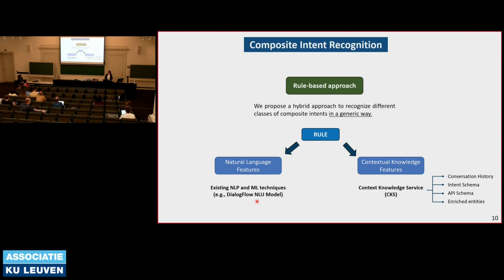In addition to this approach, our second contribution is that we devised a context knowledge service to capture the context features. So this service will provide the chatbot with some knowledge that helps to recognize and realize the composite intents. The context knowledge service extracts information from different sources, for example, from the conversation history, from the API and intent schemas, and also from enriched entities.